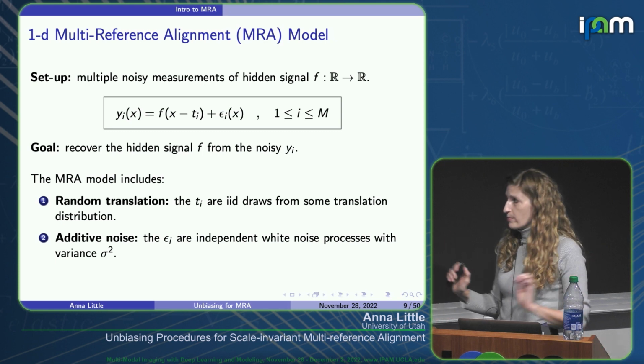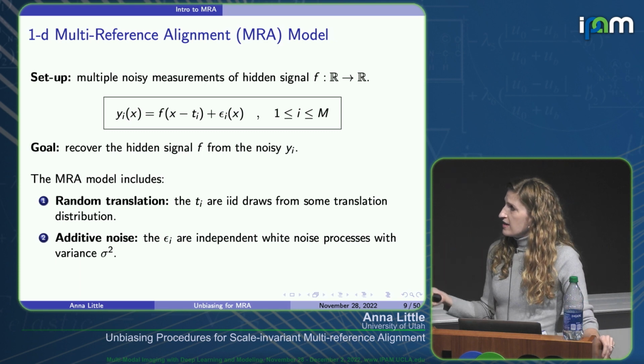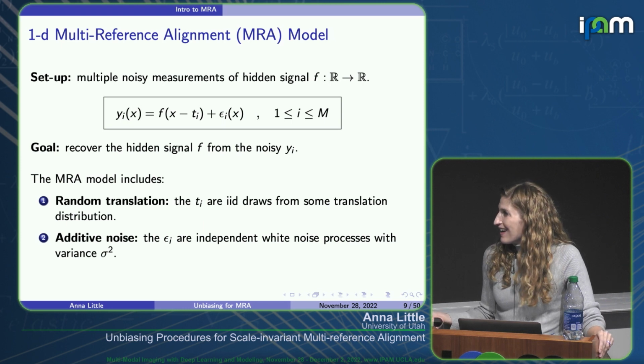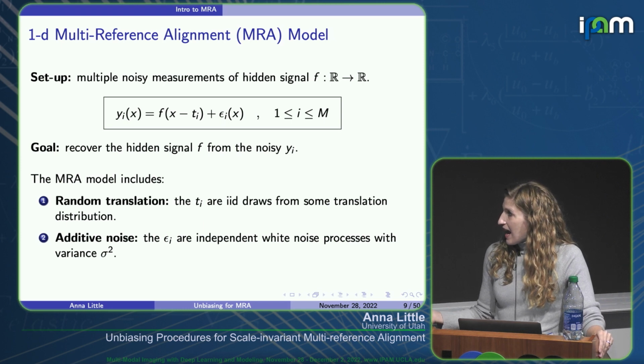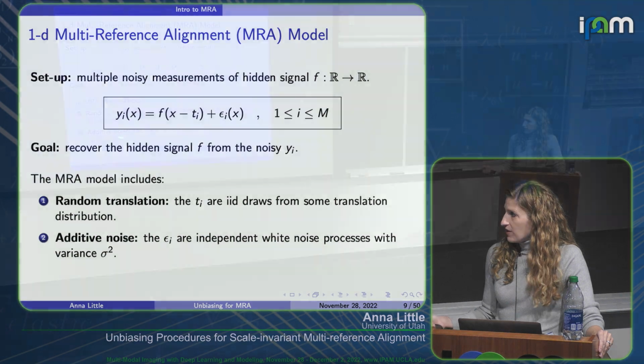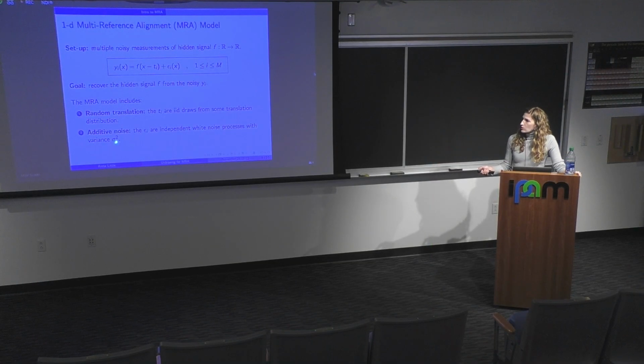Okay, so this classic model, which is the first starting point, includes two key components: random translation and additive noise. And here we'll assume that these epsilons are independent white noise processes with a variance sigma squared. So sigma squared will really be quantifying how much noise we have in the data.